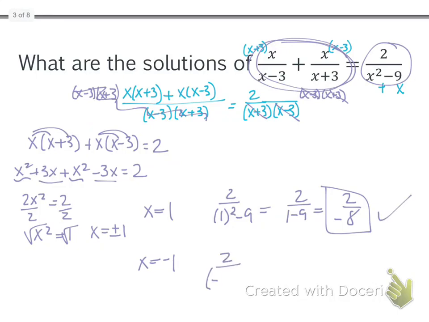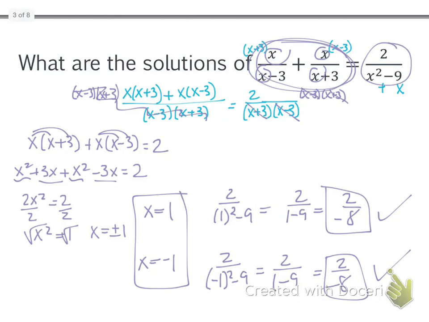Then I check my next one. So we're going to see what we need our left side to equal. Negative 1 squared is going to be 1, so it needs to equal the exact same thing. So you're going to type in negative 1 for all of my x's in your calculator and see if it equals this. And it actually does. So both answers are options for this one.